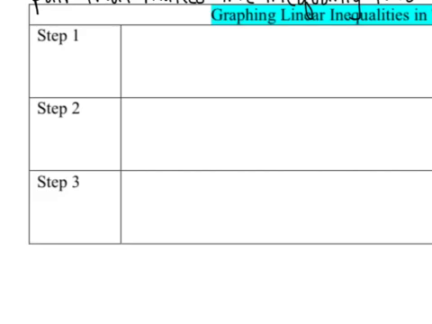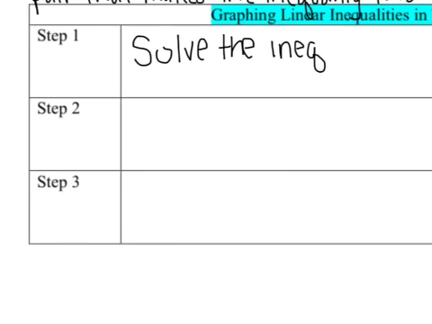The next thing we're going to talk about is graphing linear inequalities. So when you graph a linear inequality, you do the exact same thing you would as if you were graphing a linear equation. So step 1, solve the inequality for y. You have to get y by itself. You want to get it into y equals mx plus b form so that you can graph it, just like you would if it were an equation. Step 2, graph that line that you found.